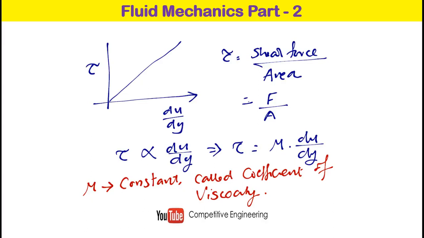Shear stress is the shear force divided by area, that is F by A. So tau proportional to du by dy can be written in equality form, that is tau is equal to mu into du by dy. Here we introduced a constant of proportionality called mu, and it is called the coefficient of viscosity, specifically the coefficient of dynamic viscosity. So mu is the constant that we introduced here.